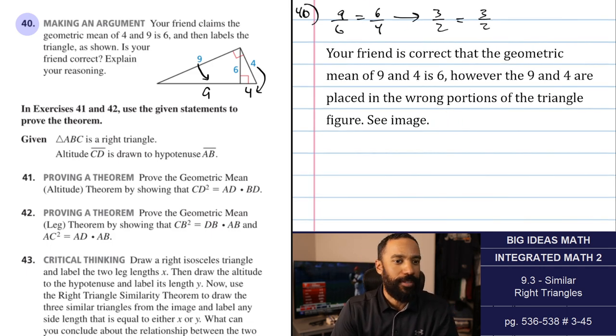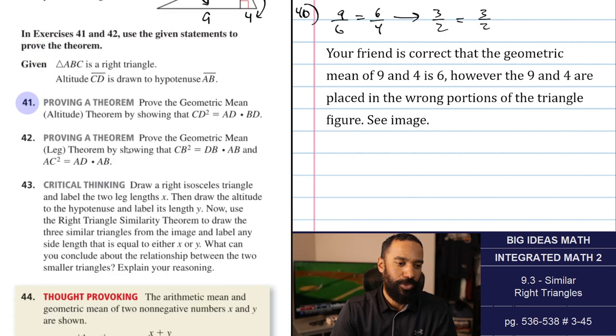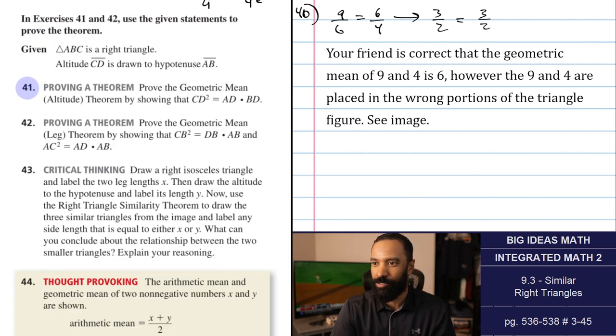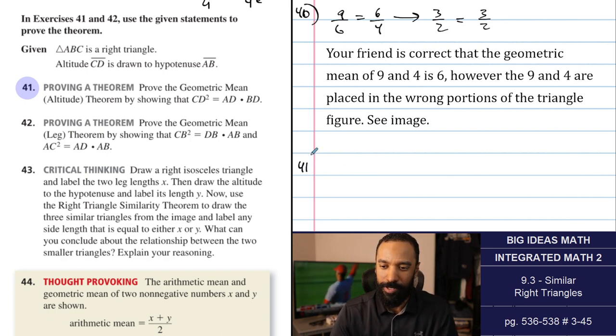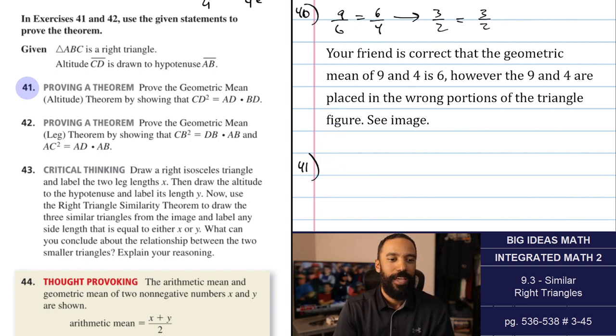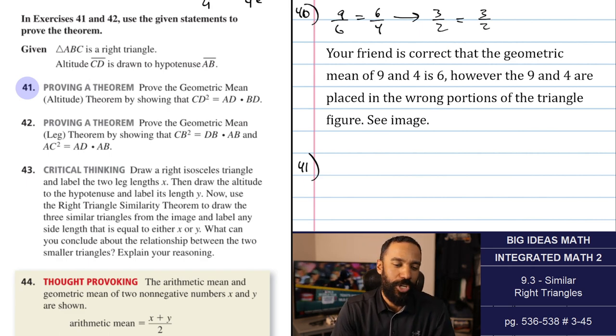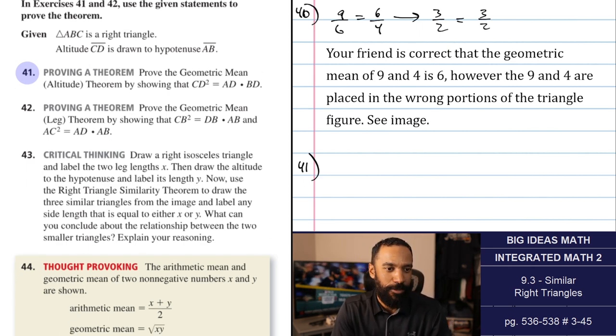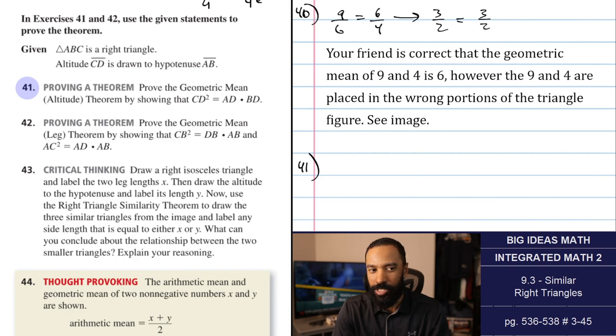Okay, that's number 40. Numbers 41 and 42: use the given statements to prove the theorem. With 5 problems left, we run into another proof, of course. I don't know what 45 is, but we'll see. Prove the geometric mean theorem by showing that CD squared equals AD times BD. Given that triangle ABC is a right triangle, altitude CD is drawn to the hypotenuse.